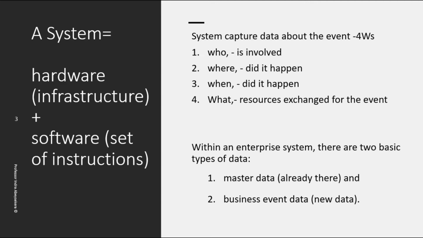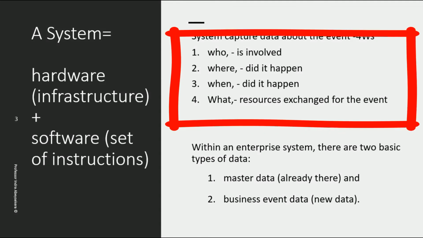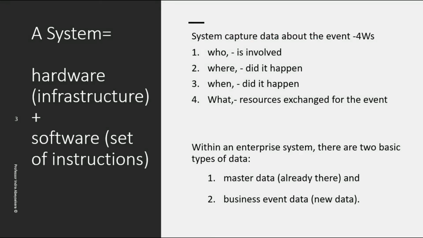A system captures data about events. There are four aspects that it captures. We can talk about these four aspects as 4Ws. Who is involved in this event? Where did this event happen? When did it happen? What resources are exchanged for this event? These data or items of information are captured by the system.